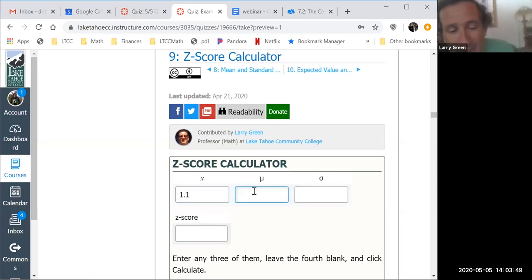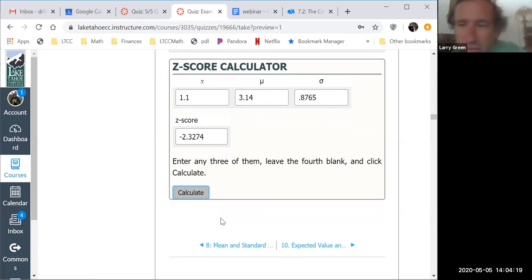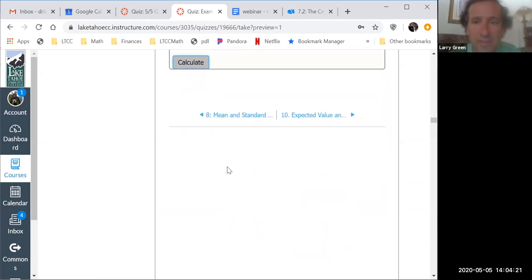And notice that the mean was pi, 3.14, close to pi. Standard deviation was 0.8765. And I can calculate it, and we get negative 2.3274. Does that mean 1.1 is an outlier? Yes or no? Negative 2.3 is good enough? Yeah, this one's a yes.